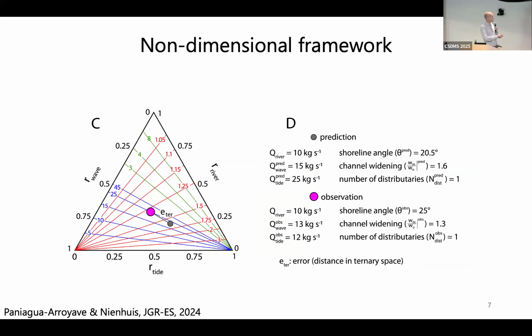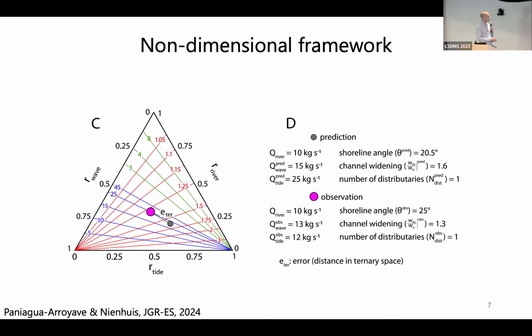And again, do this for both predictions and observation. In this case, this wasn't even a simplified numerical model. This was an analytical model that allows us to go from sediment fluxes to predictions about some aspects of delta morphology, in this case, shoreline angles, some channel widening metrics that I won't go into the details of, and also the number of distributary channels.